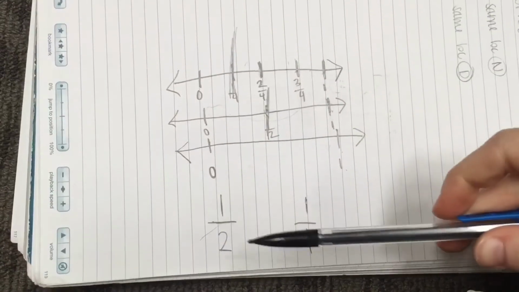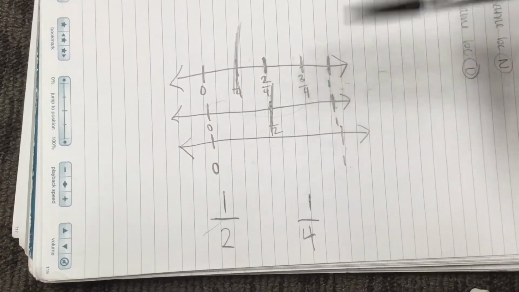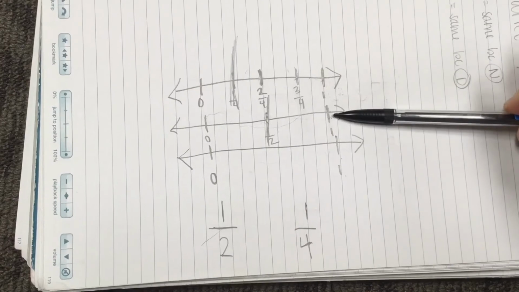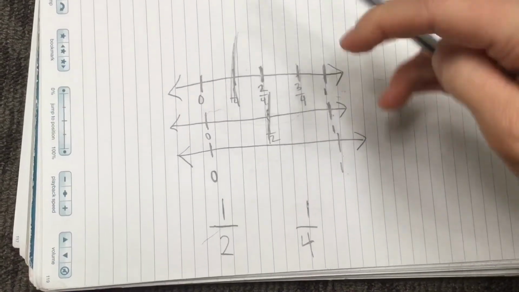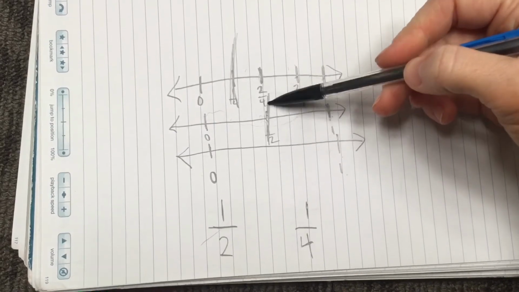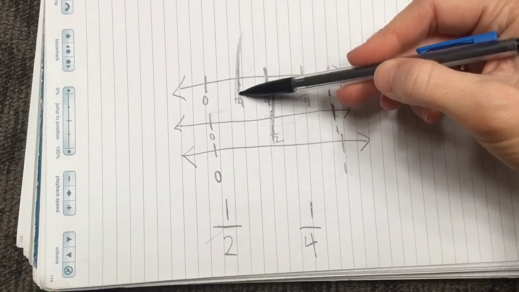So here's our number line, and we're going to compare 1/2 and 1/4. Here's our whole. This is when it's split into halves, and this is when it's split into fourths. If we're looking at 1/2, it's going to be right here where this line is, and 1/4 is right here where this line is.